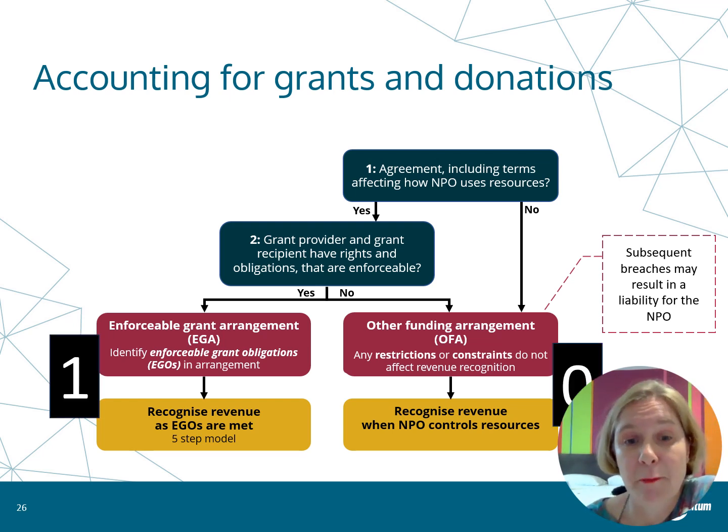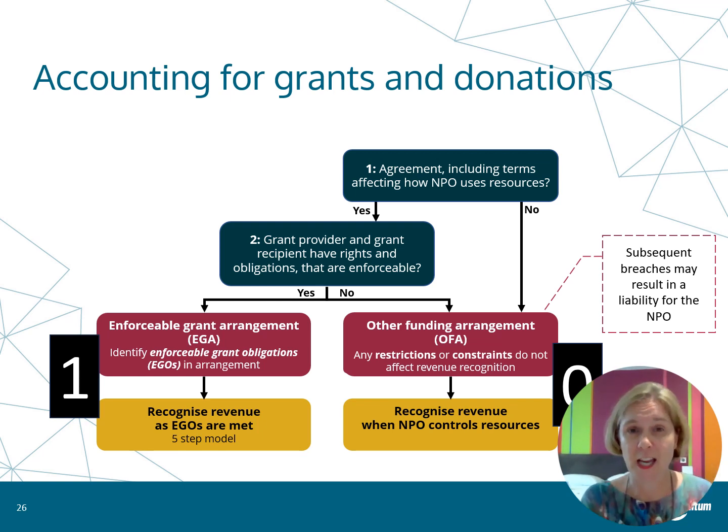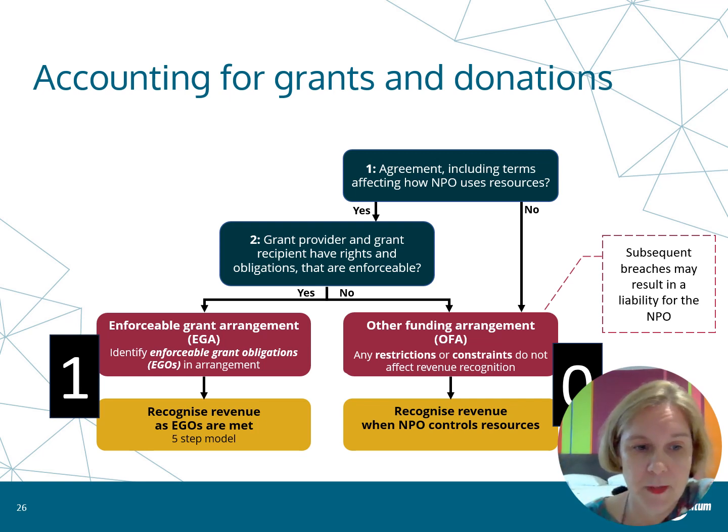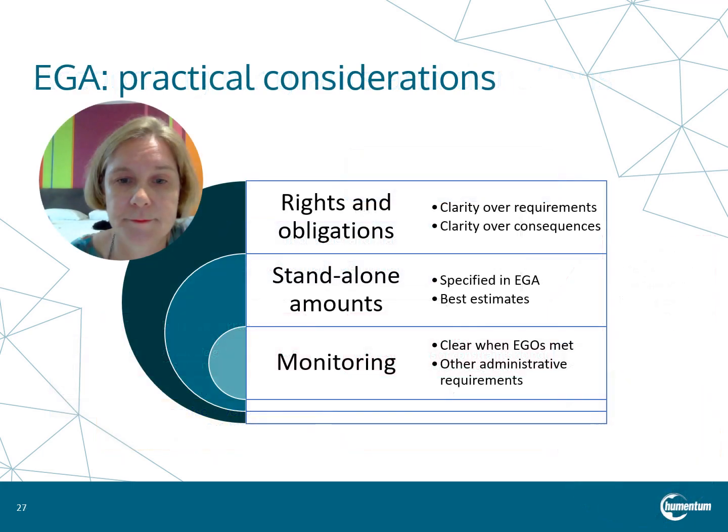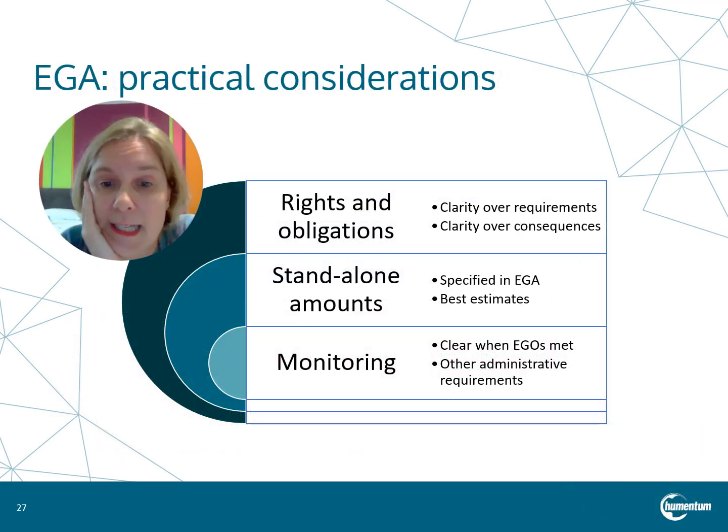So this is the binary approach. It's either an EGA and has this complex accounting, or it's not, and we have simple accounting. So all the different kinds of grants in the world are just split between are they an EGA or not. So this has some really significant practical considerations.